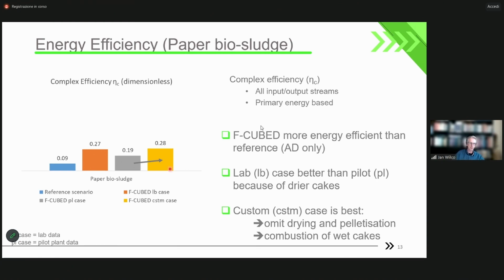And here we compare for paper biosludge four scenarios. So one is the reference scenario, so only anaerobic digestion of the paper sludge feed. Then the lab case and the pilot case, and then that is a little bit worse. But if we look then at the custom case, this is much better than the reference scenario. And in the custom case, we omitted the drying and pelletization step, and we just combust wet cakes on site. And we have a boiler there that is capable of combusting these wet cakes. And we think that is the best solution for this system.